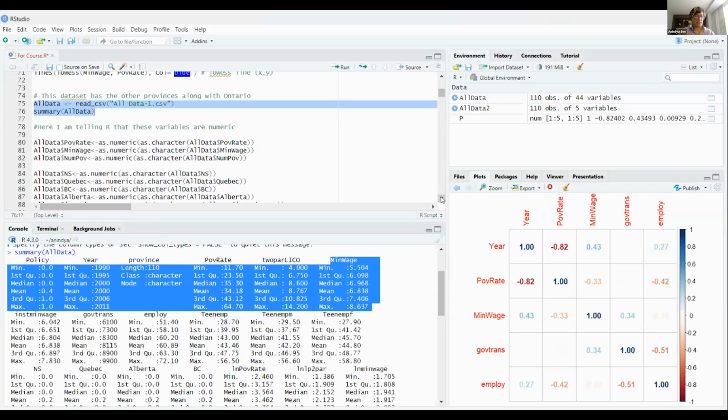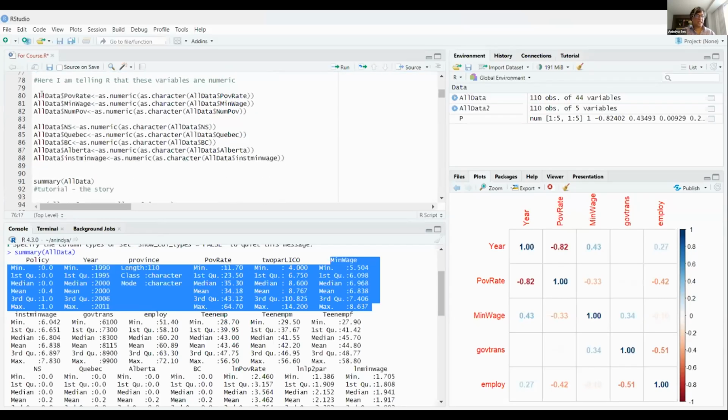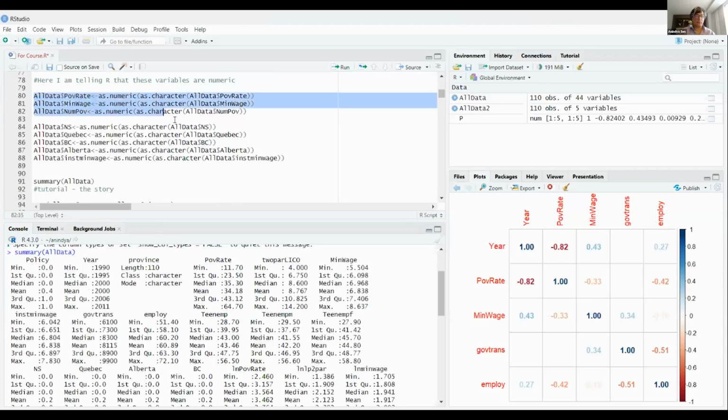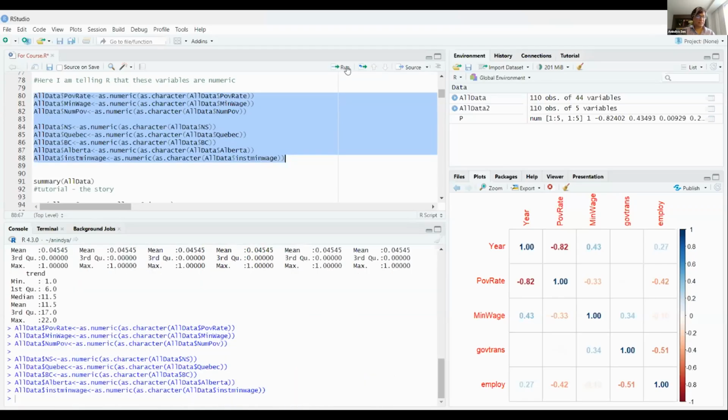It's so efficient. Here, I'm not going to get into details. I'm just telling R that, by the way, here are the variables that are numeric, as opposed to character. Character is like letters, right? So these are the variables which are numbers. So I'm just going to run this.